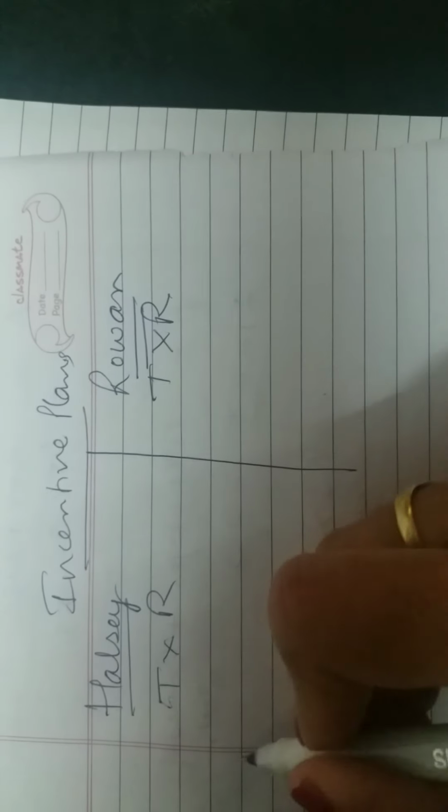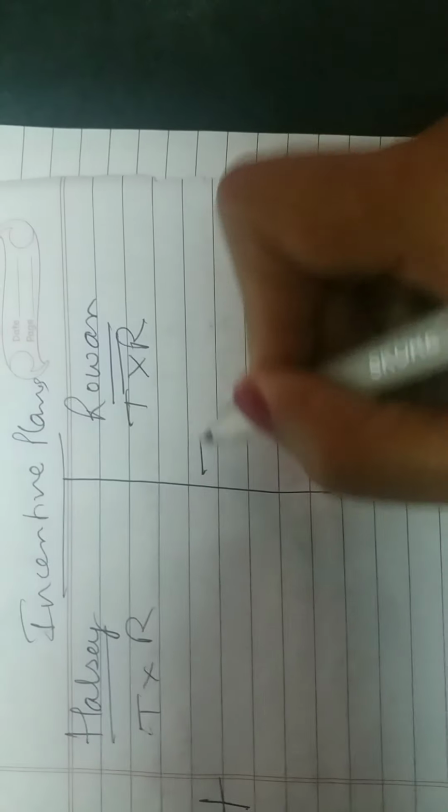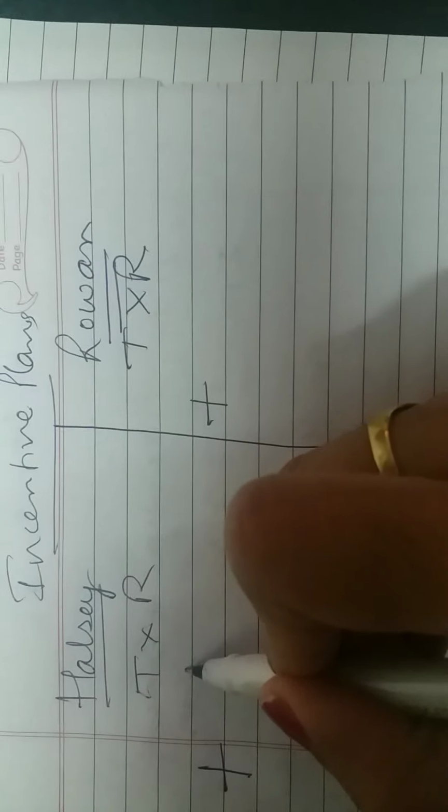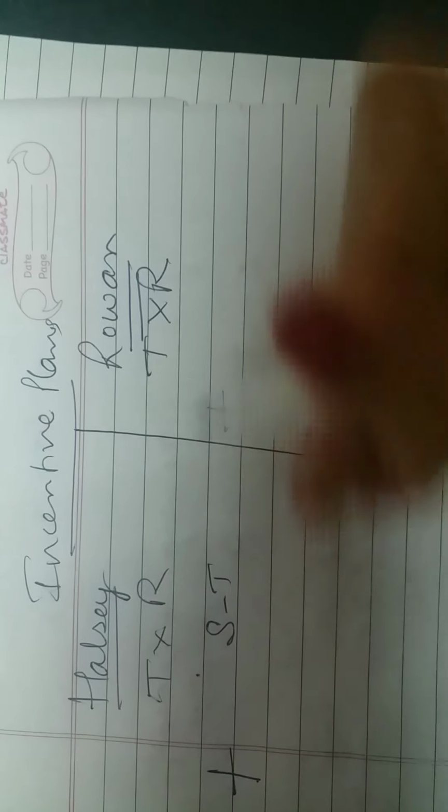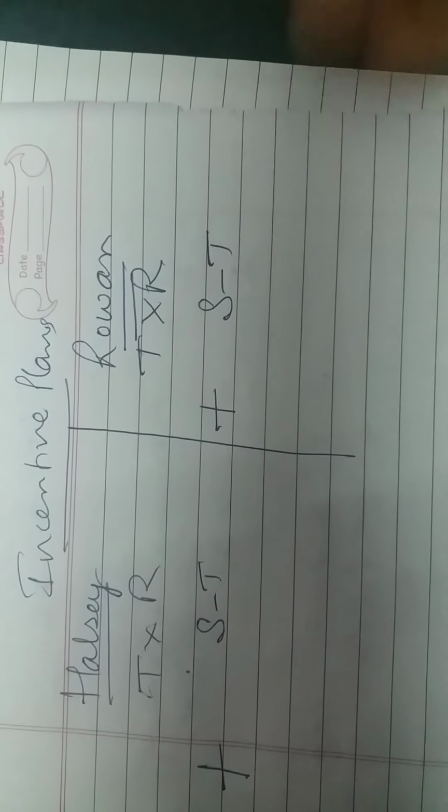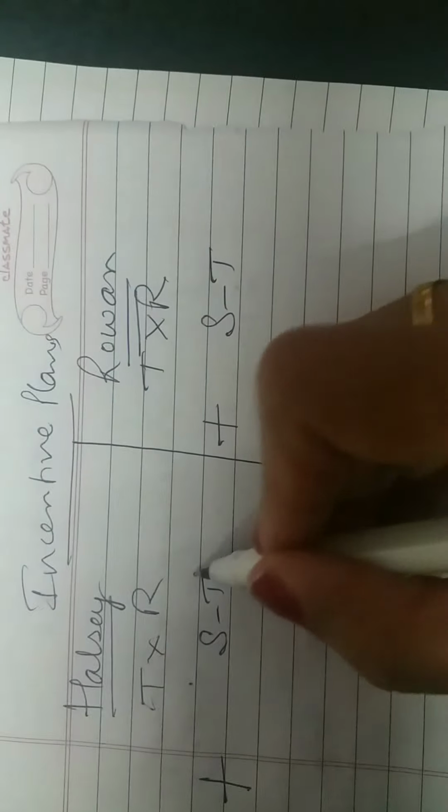And the first is the Halsey plan. And the other plan is the Rowan plan. Both of these plans guarantee the time wages, T into R, and they both also give a bonus. Here the bonus is on the basis of time saved. Here also the bonus is on the basis of time saved.